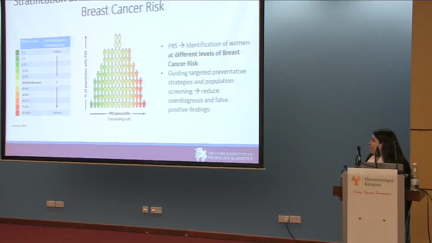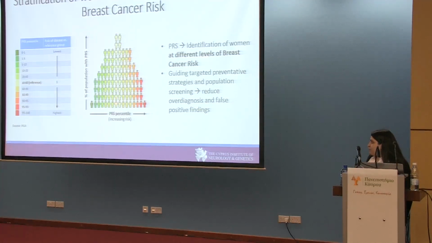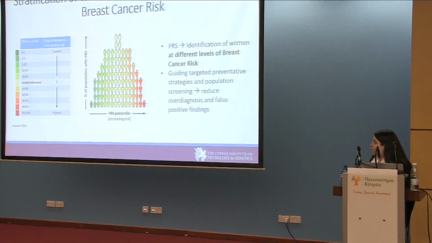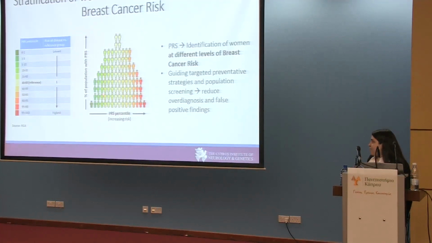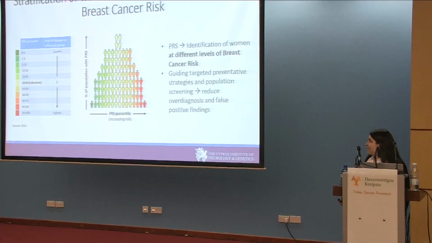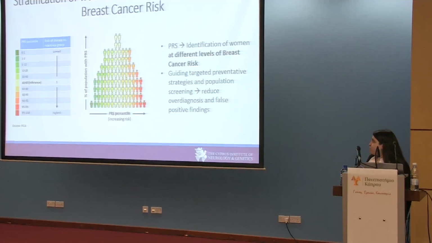And as we can see, most women have average risk of developing the disease, while a small fraction of the population will have higher risk compared to the average, and another smaller fraction of the population will have lower risk than the average. Therefore, polygenic risk scores have the ability to identify women at different levels of breast cancer risk, and thus could be very useful in guiding targeted preventative strategies and population screening, reducing overdiagnosis and false positive results.